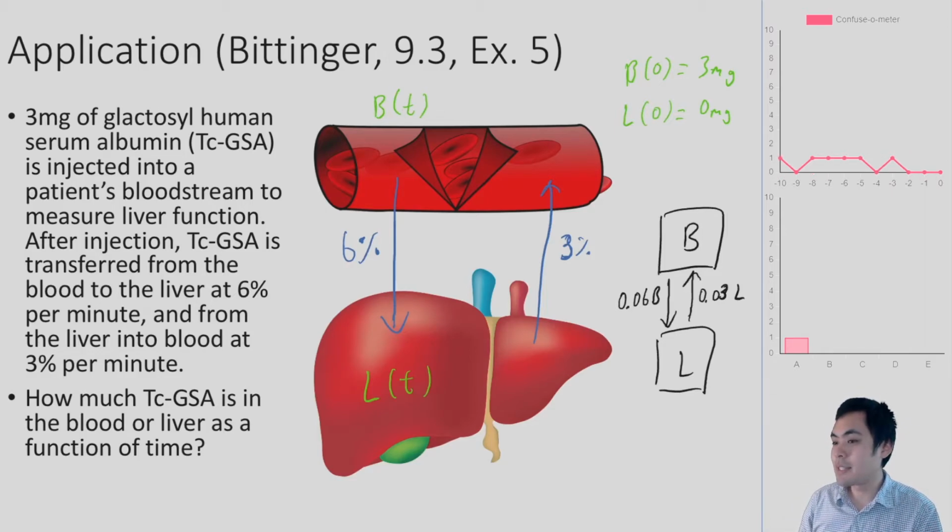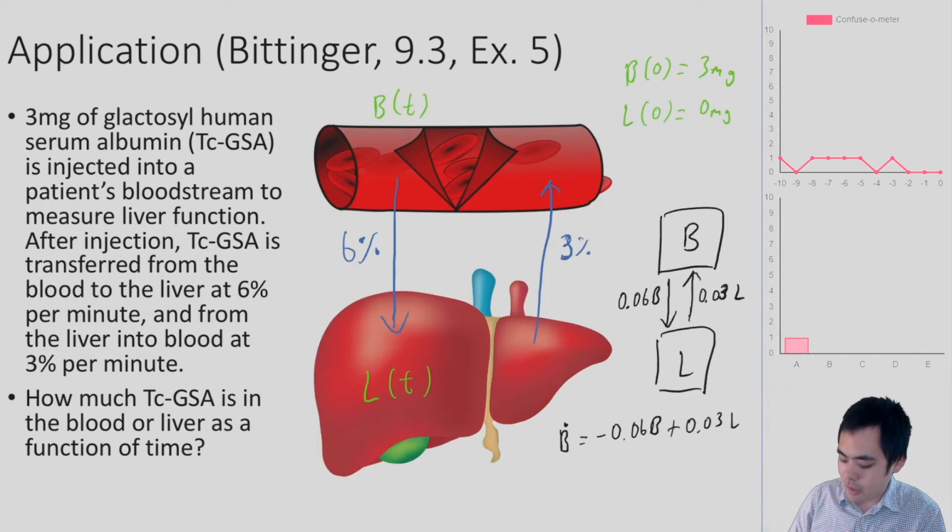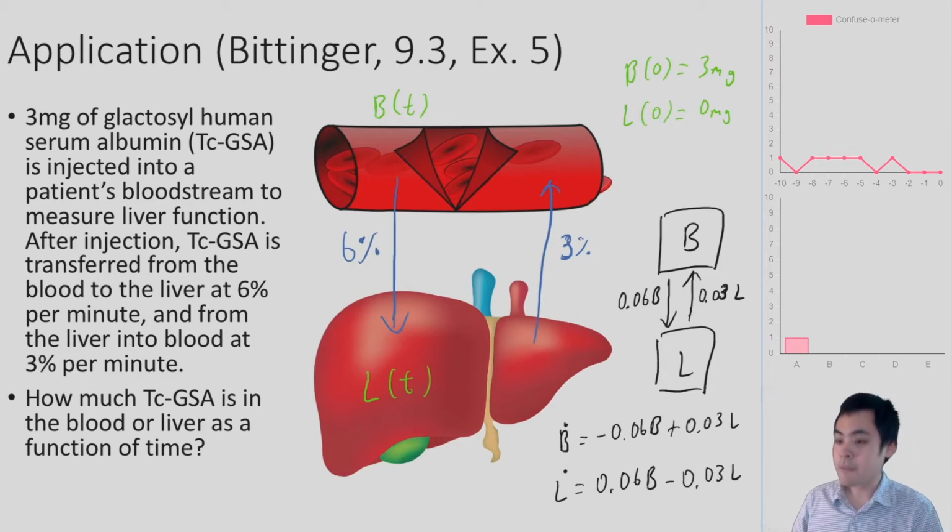And you can write this as a system of differential equations. B dot is equal to minus 0.06 B plus 0.03 L. And L dot is equal to 0.06 B minus 0.03 L.